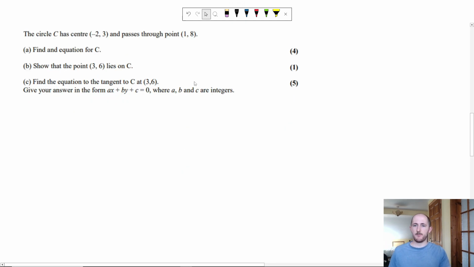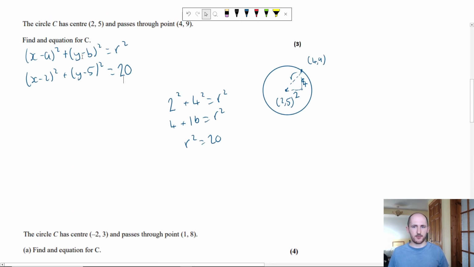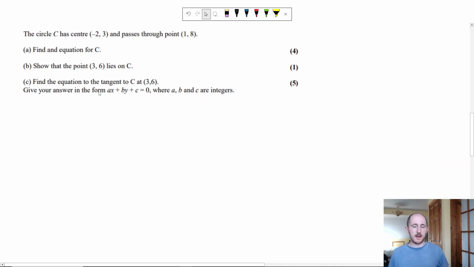Here we have part A, which is the exact same as the previous question. But then we have a couple of extra points. And if you look at the marks, this is a 10-mark question in total. That's pretty big. Okay? Pretty big indeed. So let's have a look. First it says we have a centre of (-2, 3). So immediately I'm just going to write that in terms of the equation.